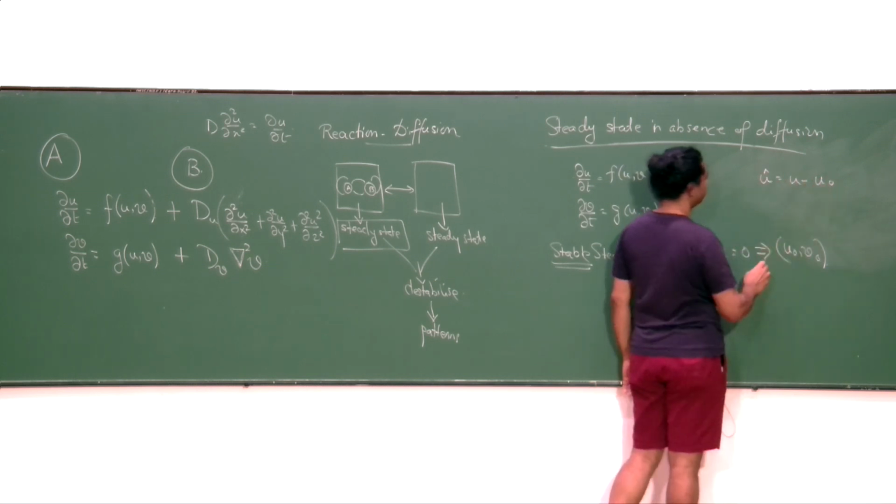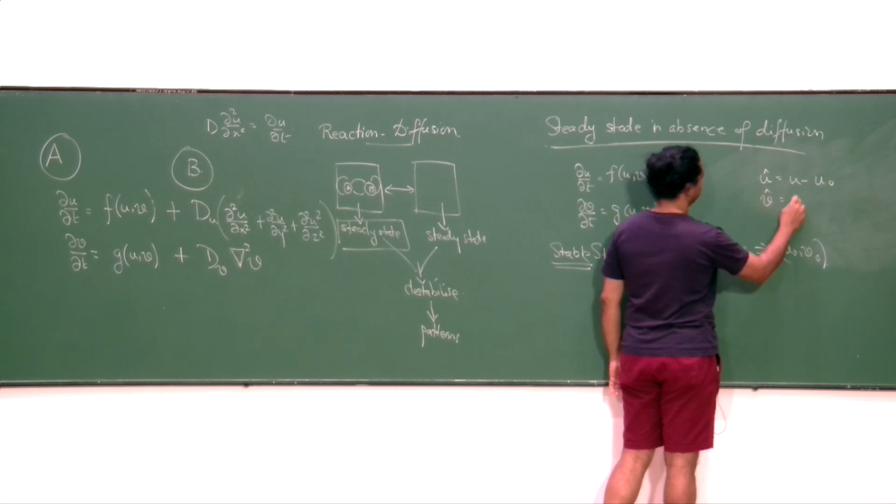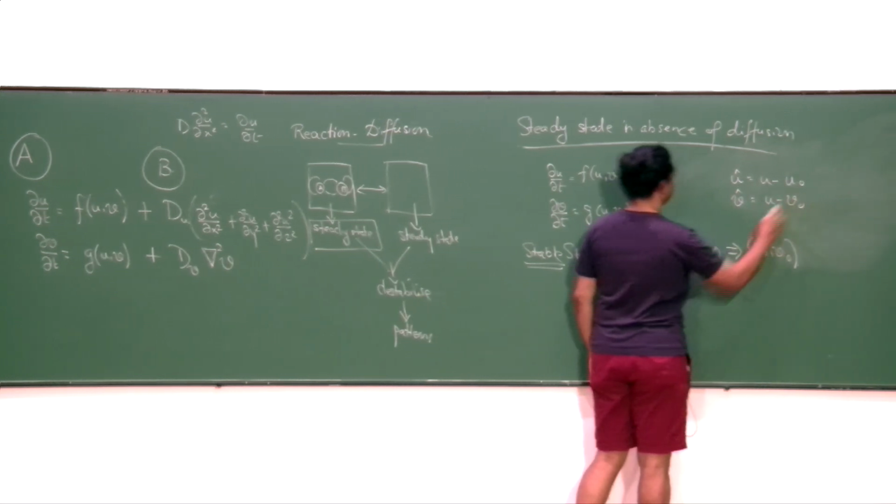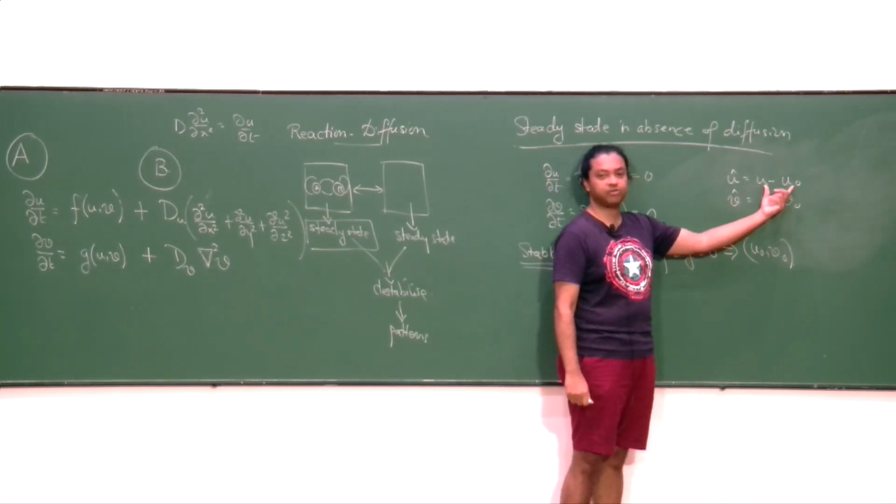So u hat equal to u minus u naught, and v hat equal to v minus v naught. Okay, so I'm considering perturbations away from this, right?